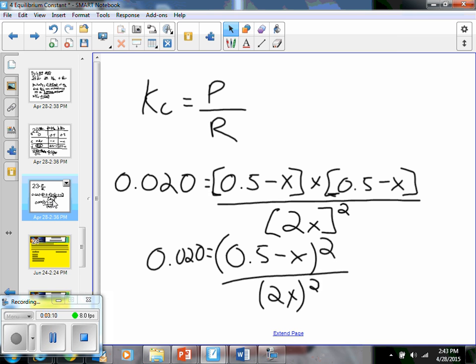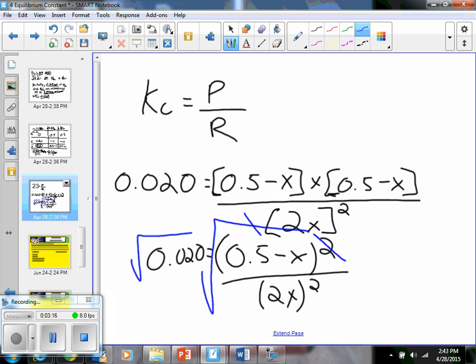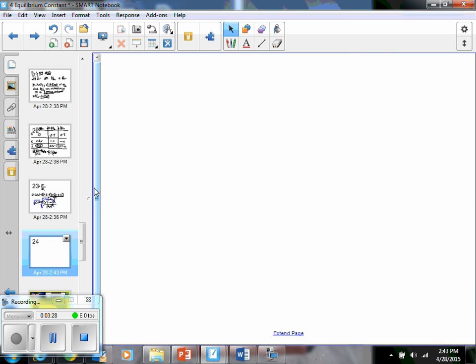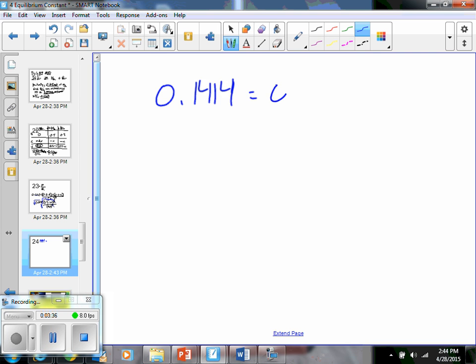A quick way to simplify this is to square root both sides, because this will take care of those squareds on here. And then I just have to square root my Kc value. So I'm going to get an answer of 0.1414 equals 0.5 minus x divided by 2x. Now I just want to rearrange this to solve for x. So we're going to multiply by 2x on each side.